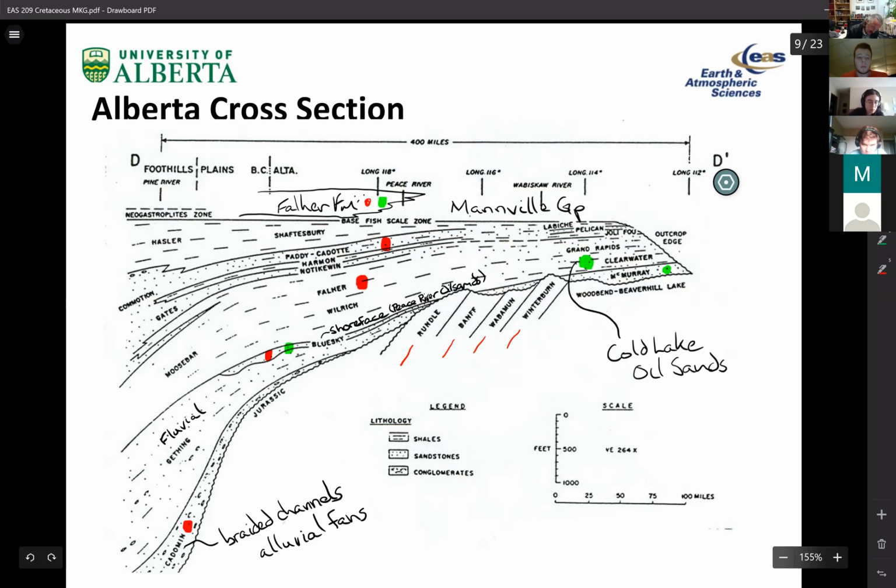It goes from the Cutbank to the Falher, the Cutbank McMurray. And that really is our middle Cretaceous in a nutshell there.